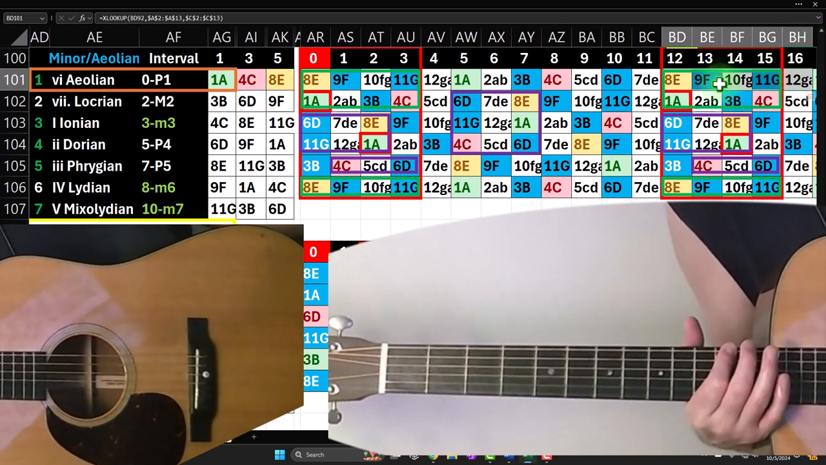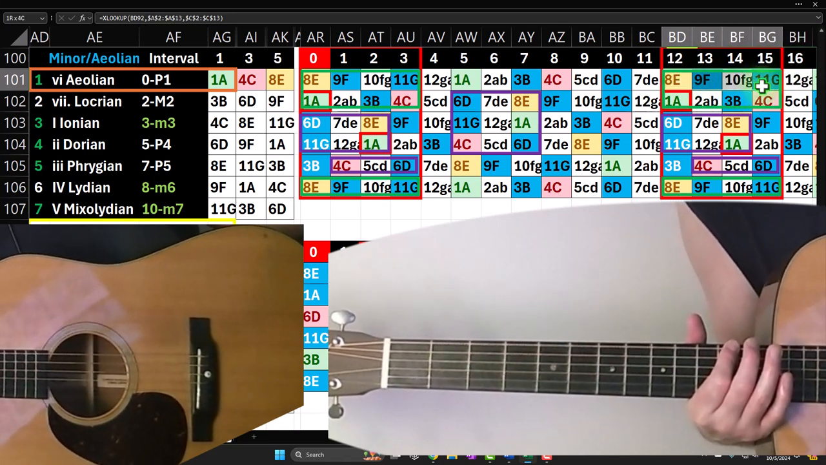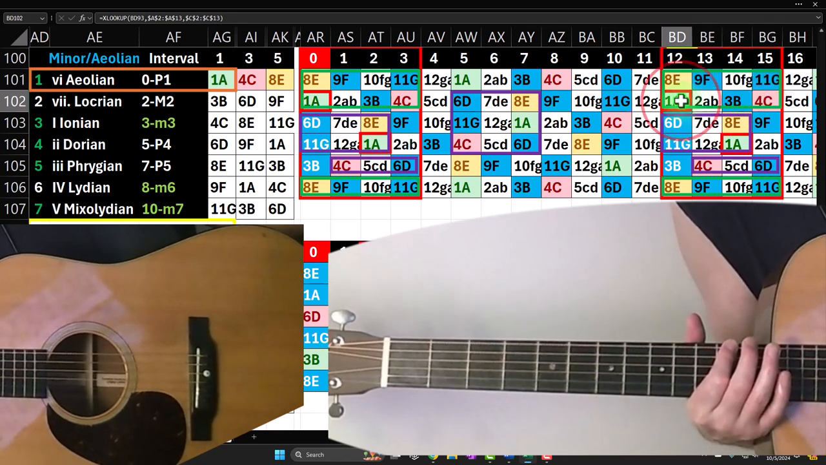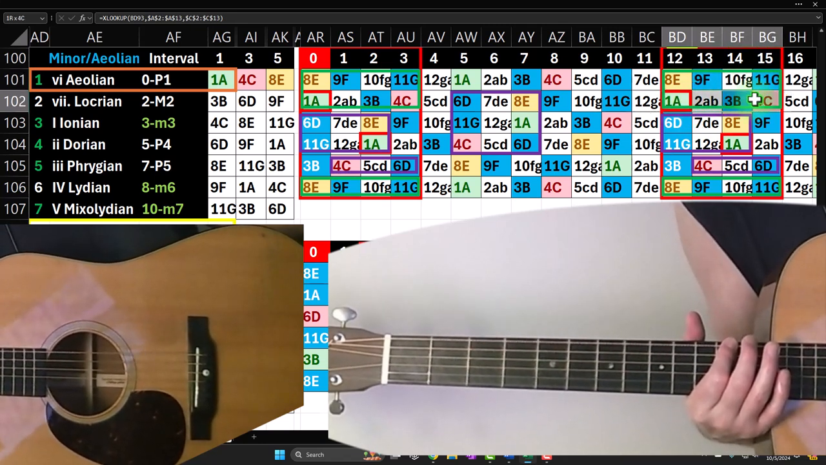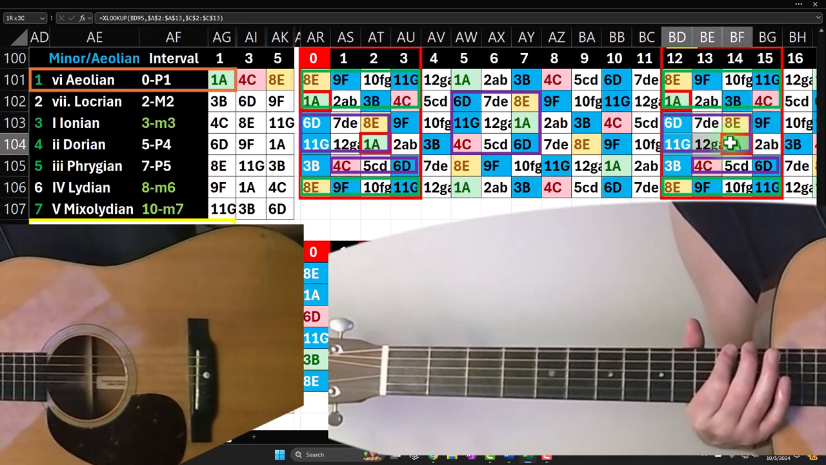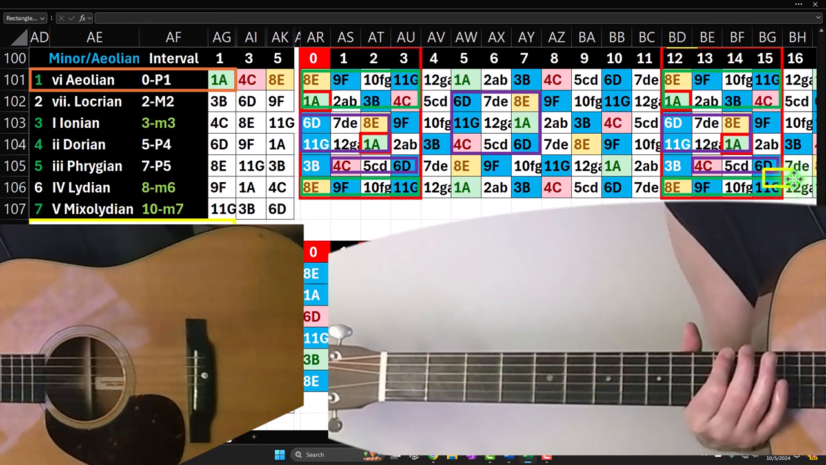So that means, like in this shape, you get three notes, and then you go up here and you get three notes, and then you go here and you get three notes, but then you go here and you only get two notes. The third note is out here. It's right there.